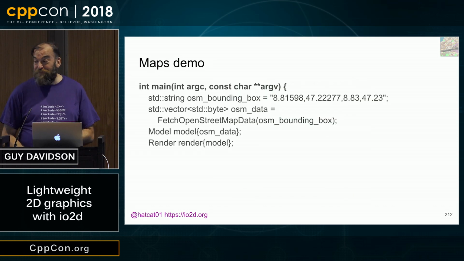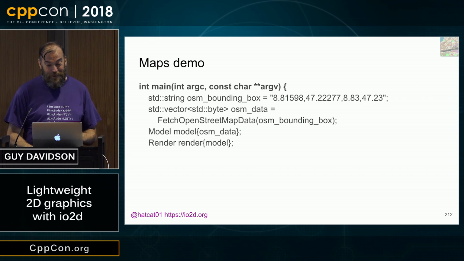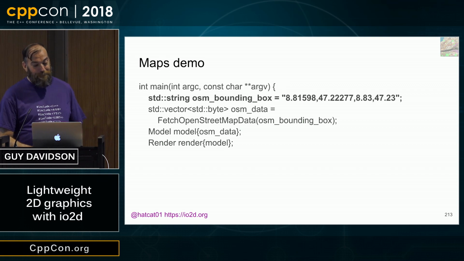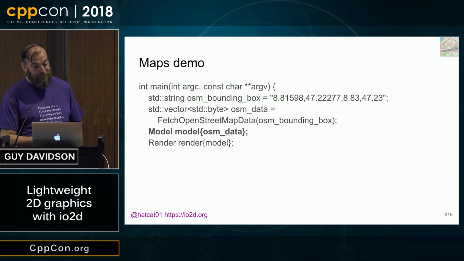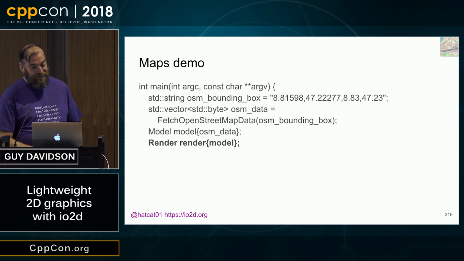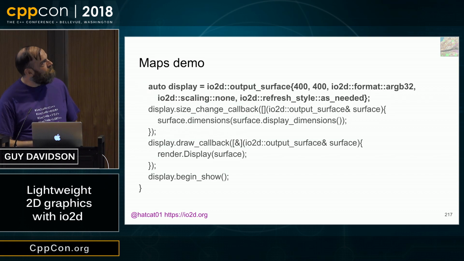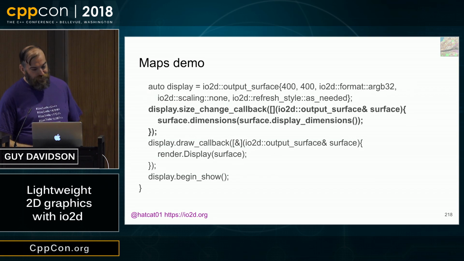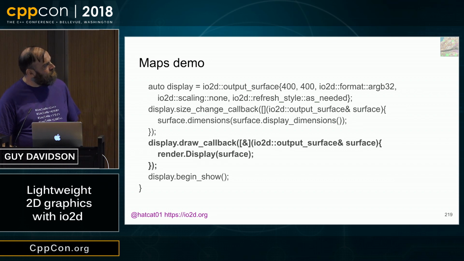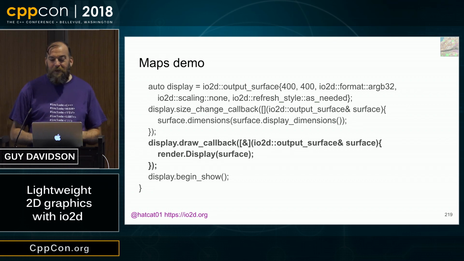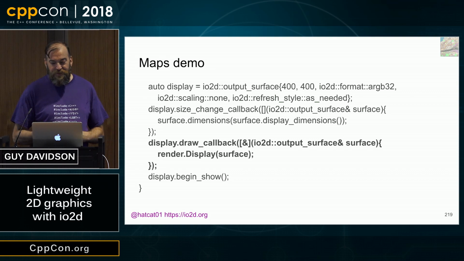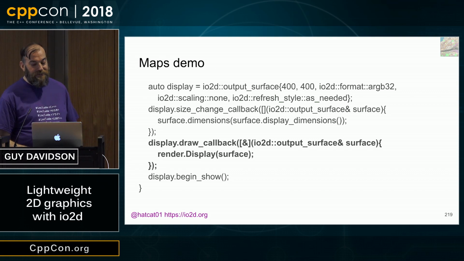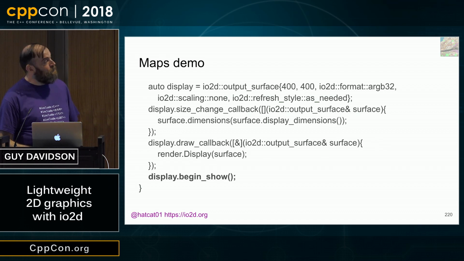So this is 750 lines of code, helped by Boost and a bit of networking. So first we get our bounding box coordinates, and we fetch the map data to a vector of bytes. We build a model from that data and a render from that model. Now we create an output surface, a trivial size change callback again, and a draw callback. There isn't any interaction going on here, we're just generating an image. It's all decided at startup, so the draw callback is simply to display the render. And we call begin show.